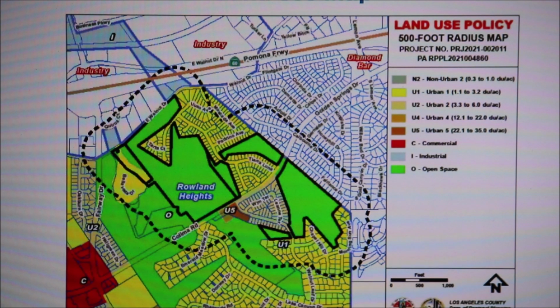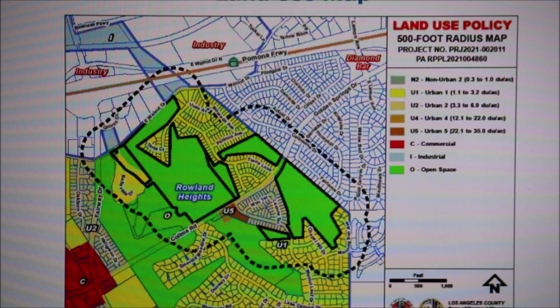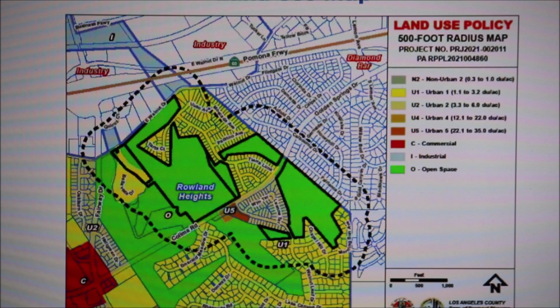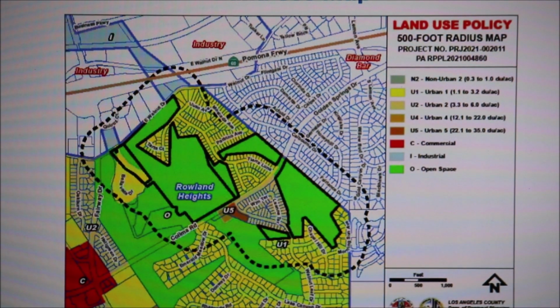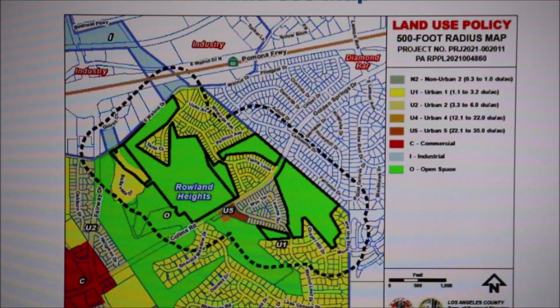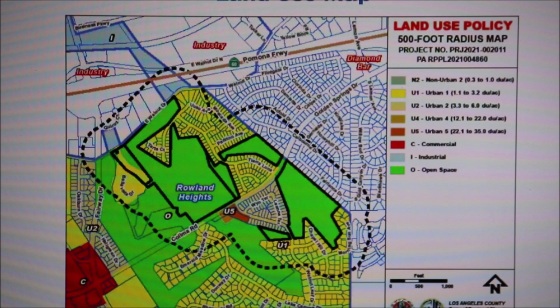The property is currently designated open space. The property is surrounded by U1, urban 1, 1.1 to 3.2 dwelling units per gross acre, and U2, urban 2, 3.3 to 6.0 dwelling units per gross acre, and open space in the north, east, west, and south. There are also I industrial uses to the north, C commercial to the west, U5 urban 5, 22.1 to 35.0 dwelling units per acre, and U4 urban 4, 12.1 to 22.0 dwelling units per acre, and N2 non-urban 2, 0.3 to 1.0 dwelling units per acre to the south and southwest. Next slide, please.